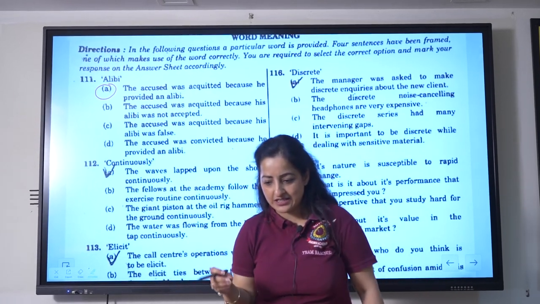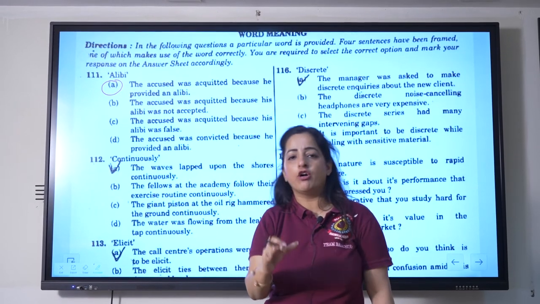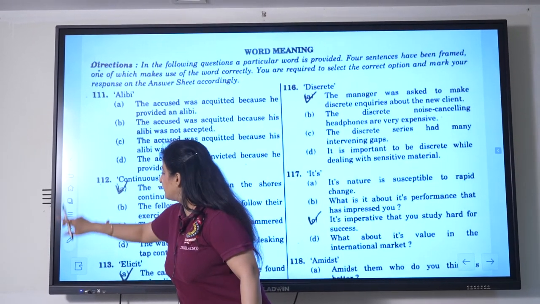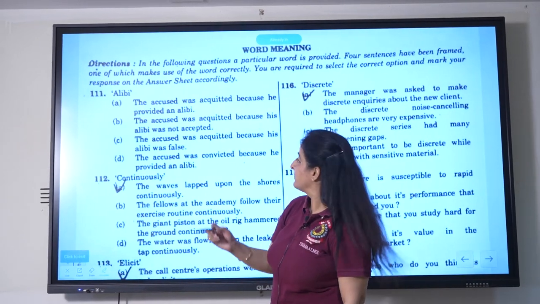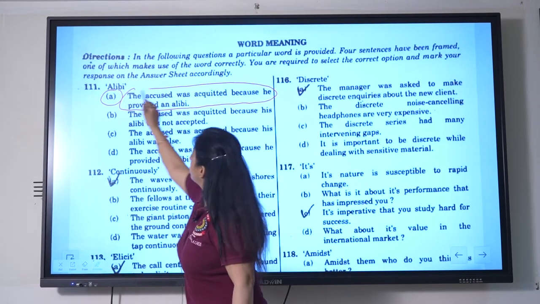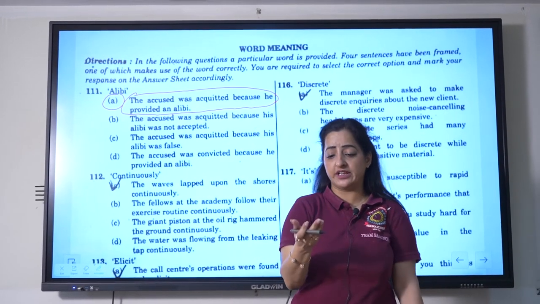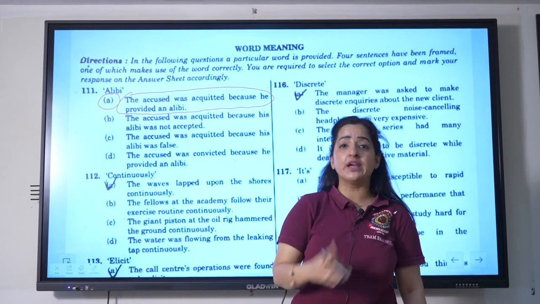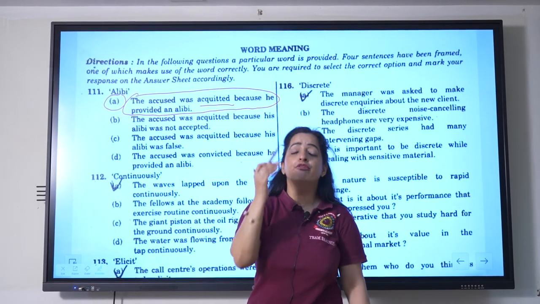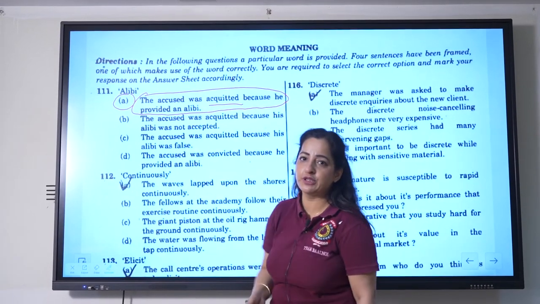Alibi means that evidence which proves that while the crime was going on, you were not there on the crime scene. So, yes. Question number 111, alibi. The correct answer is alpha. The accused was acquitted because he provided an alibi. Now, alibi means आपका एक दावा है, आप एक सबूत दे रहे हो that जब crime हुआ आप वहाँ पे नहीं थे. That is alibi. और क्योंकि आपने ऐसा सबूत दिया तभी तो आप acquit हो गए, free from blame or charge, right? So therefore alpha is the answer. So basically you should know the meaning of alibi.